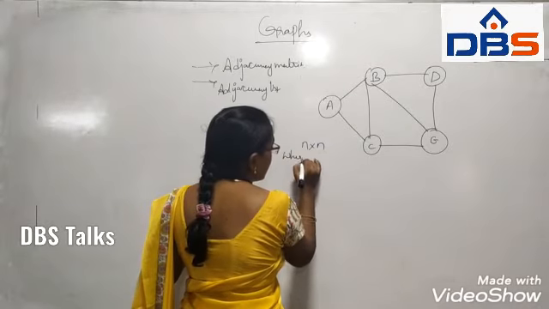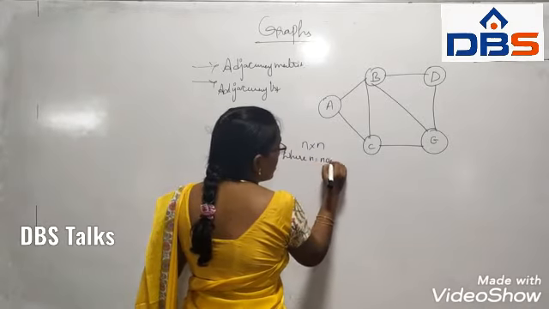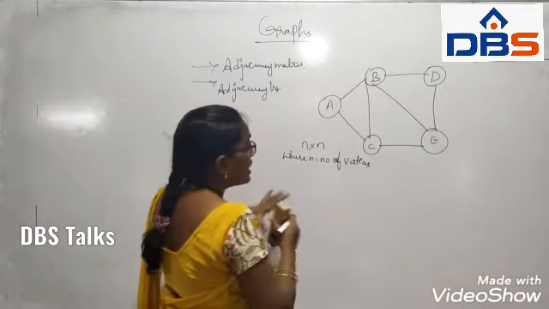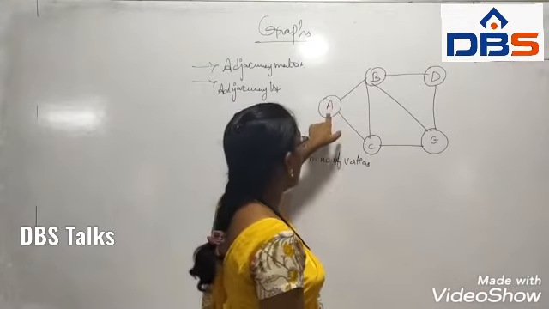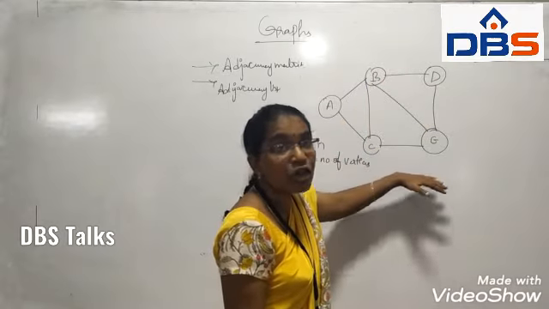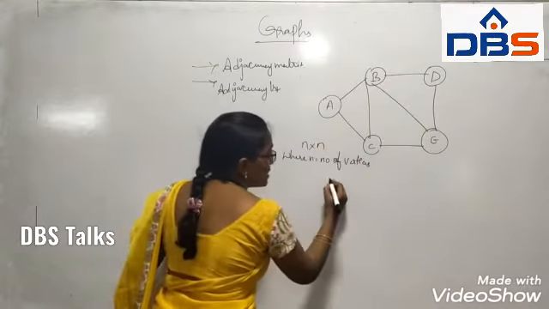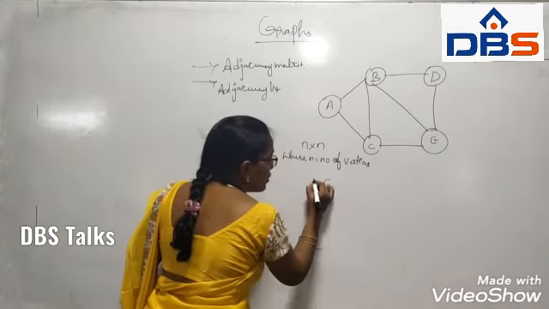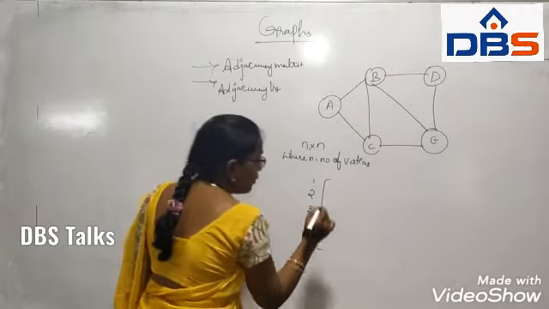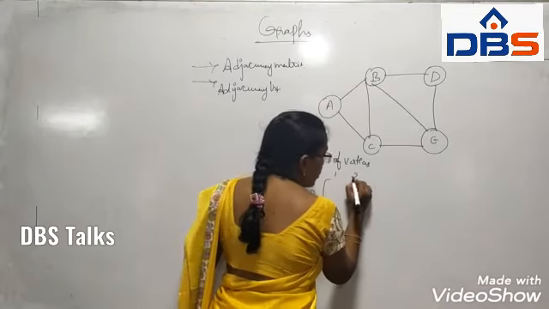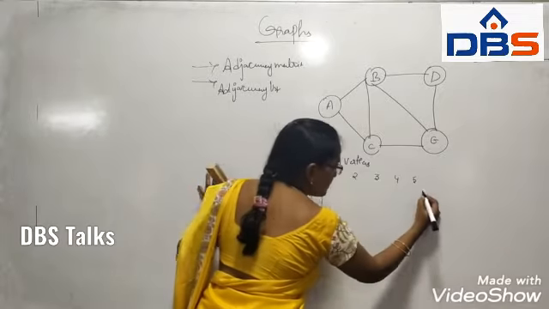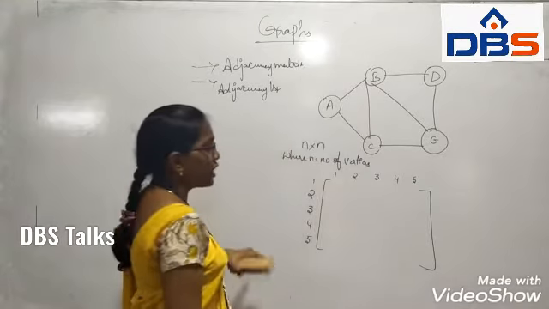where n equals the number of vertices. See, how many vertices does it have? 1, 2, 3, 4 and 5. So we have to represent a matrix of order 5 by 5: 5 rows, 1, 2, 3, 4 and 5, and 5 columns, 1, 2, 3, 4 and 5. Just like this we are going to represent it.